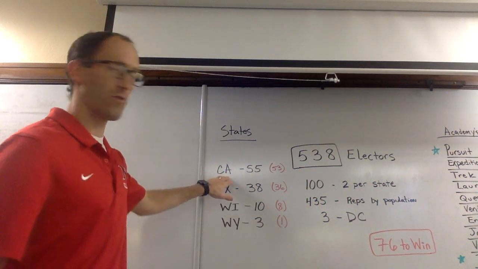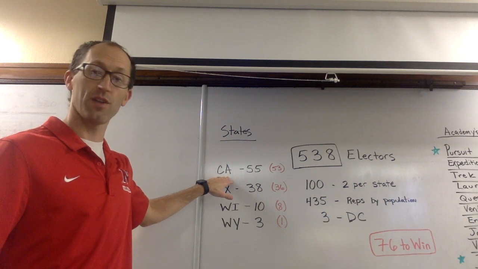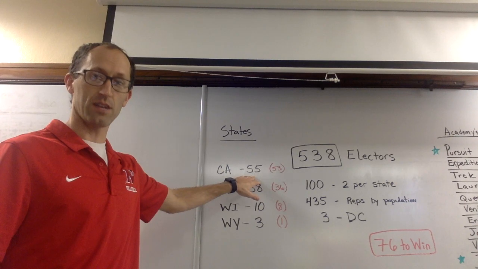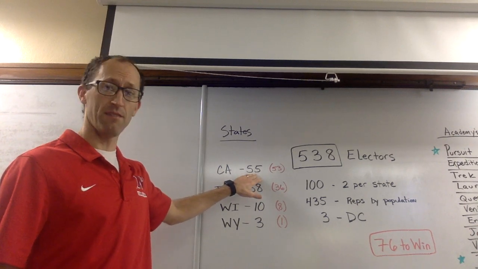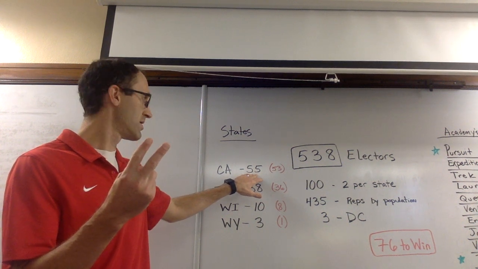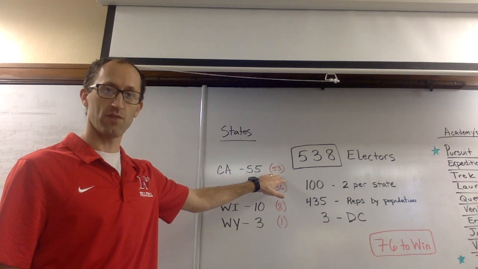If we look at California, which we probably know is the largest state by population, about 30 million people, they get the biggest number of 55 elector votes. How is that number computed? It's 55: 2 for this equal representation in the Senate, 53 for population in the House of Representatives.